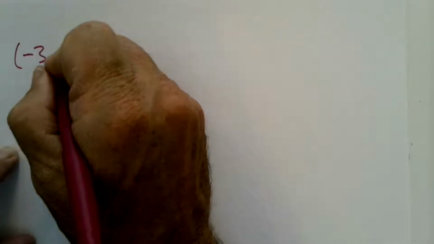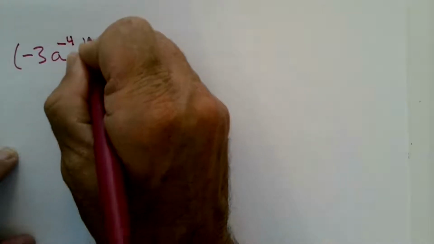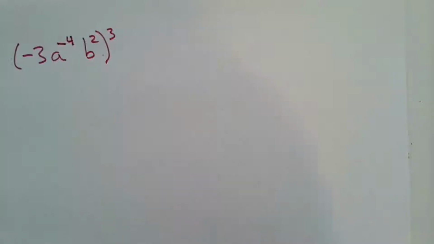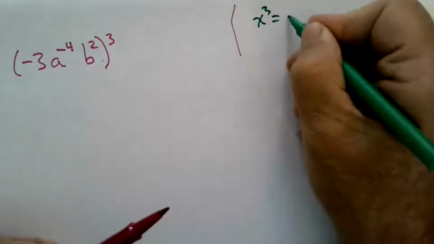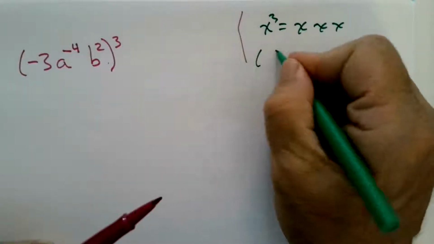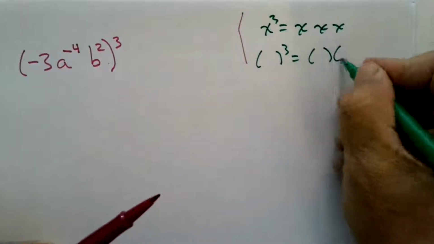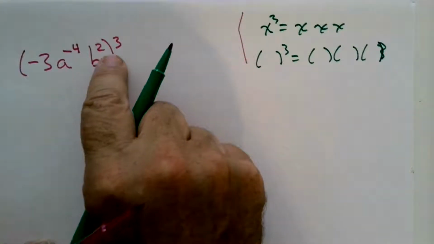This time we will do negative 3, a to the negative 4, b squared, to the 3rd power. So something to the 3rd power, what do we know? Something to the 3rd power, like x to the 3rd power, is x times x times x. So something to the 3rd power would be something, something, something. What goes into something here is this negative 3a to the negative 4b squared.